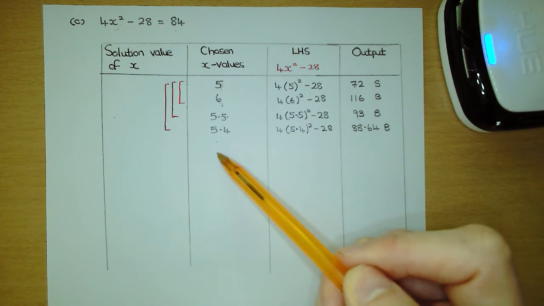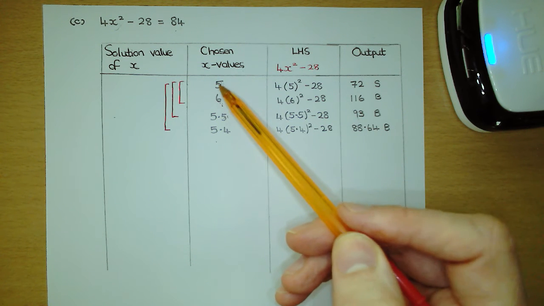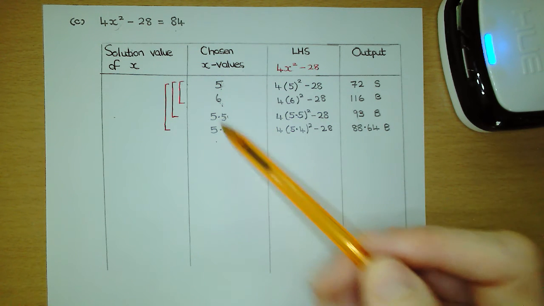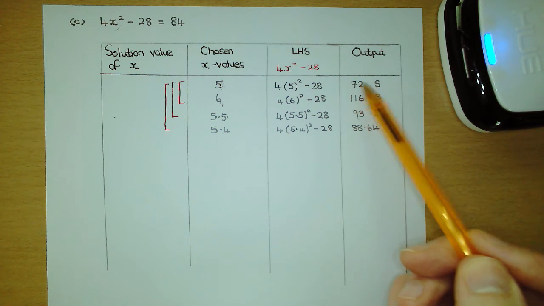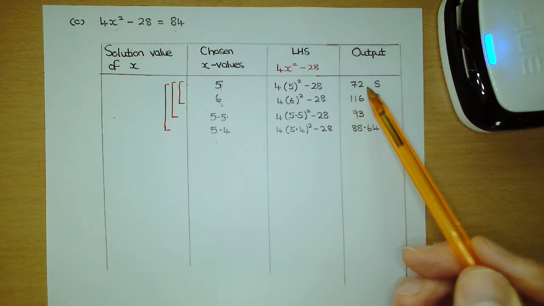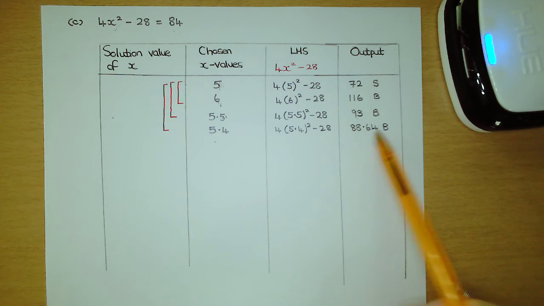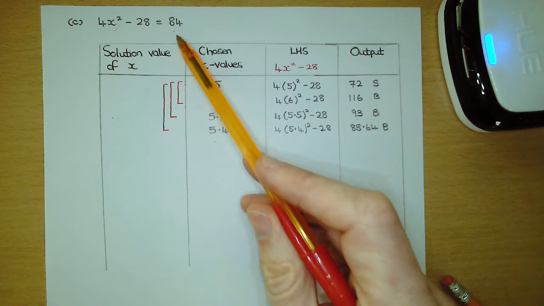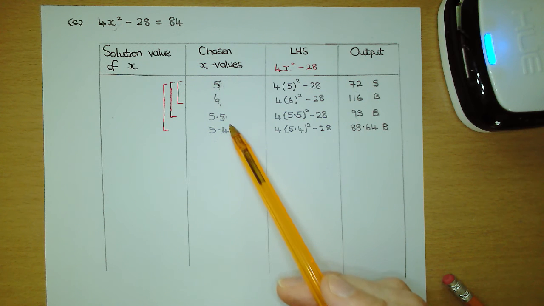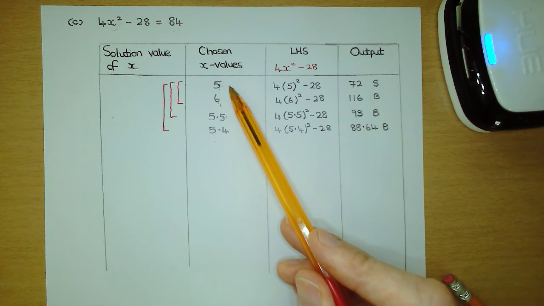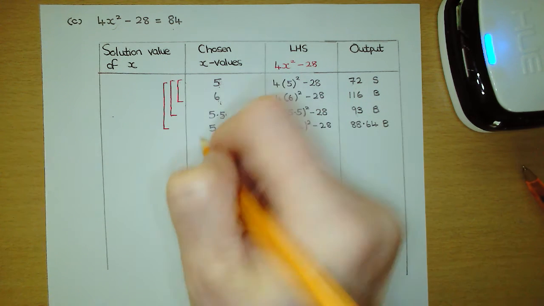Now, to decide what the next x value is that we pick, we look at the x values at each end of the gap. The x values at each end of the gap do not have the same number of digits, so we can't go halfway. So again, we look at the output values for each of these x values, and we look for the output value that's closest to the target number. So clearly 88.64 is closer to the target number than 72 is. So the next x value we pick has to be between 5.4 and 5, but has to be closer to 5.4. So we have to pick 5.3.